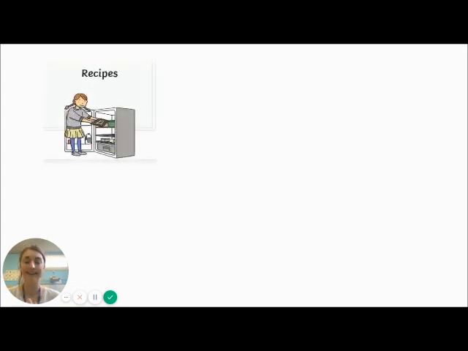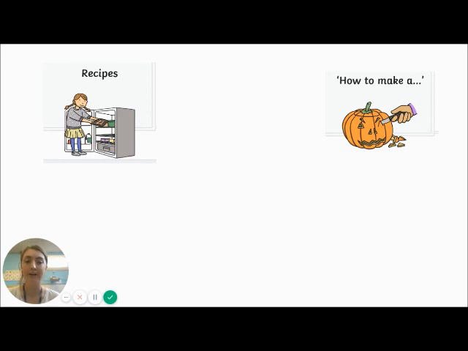So, I need instructions to follow a recipe. If I want to make some cakes or make my dinner, I like to have a recipe to follow. I would want instructions if I was going to make something, such as in this picture a jack-o'-lantern for Halloween. So I would need to follow instructions on how to do that. It could be how to make anything, arts and crafts.